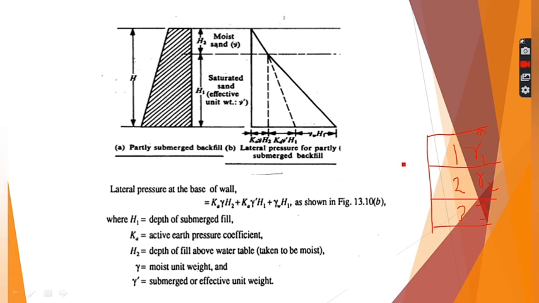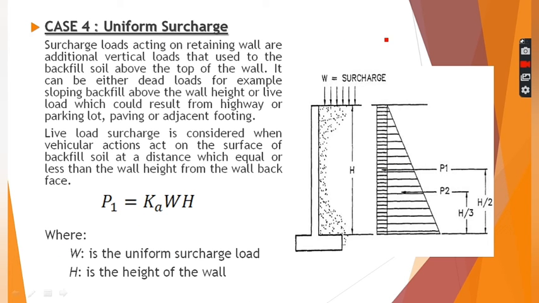The next case is the uniform surcharge. Surcharge is basically vertical load acting on the backfill soil above the top of the wall, like shown here. It can be either dead load or live load, which could result from a highway or parking lot, paving or adjacent footing.